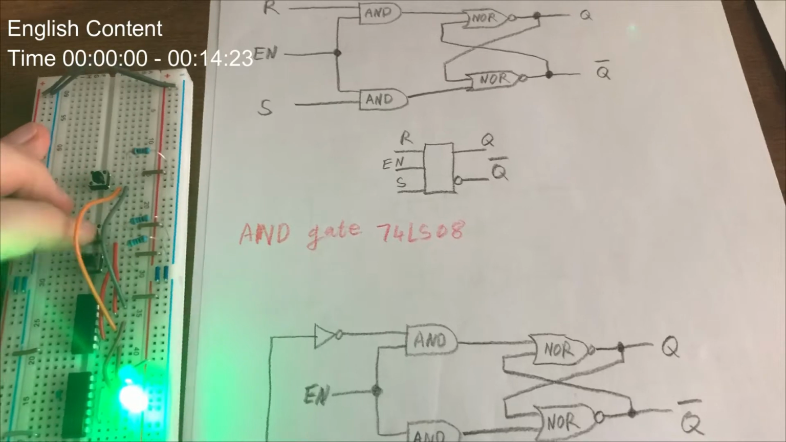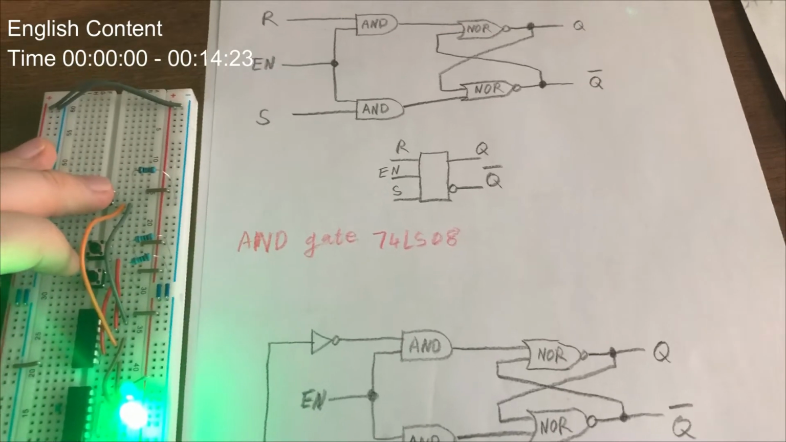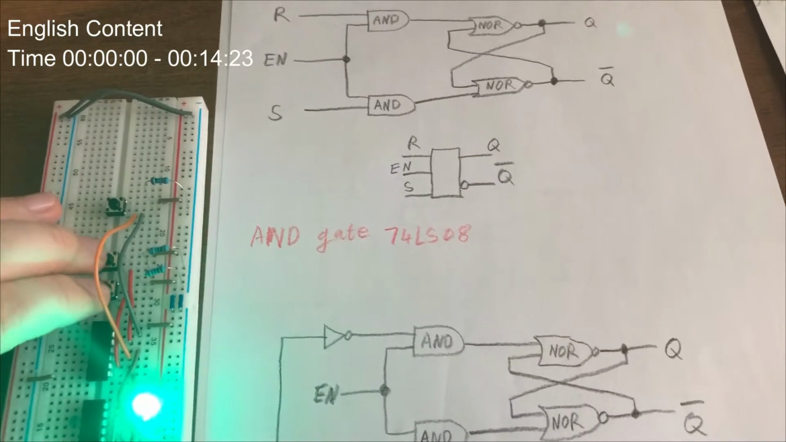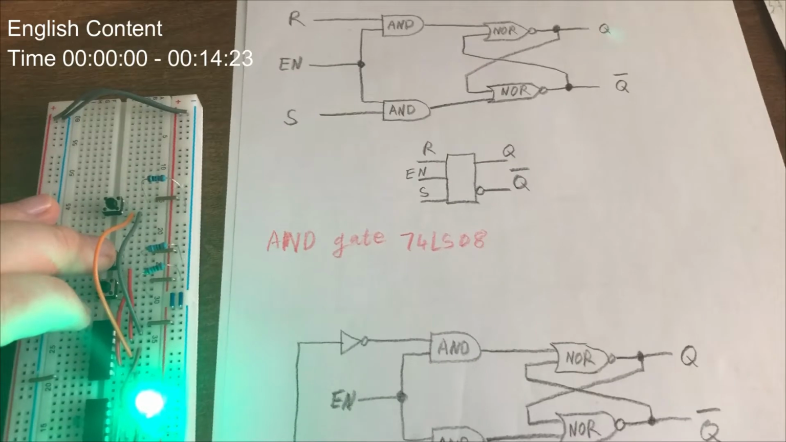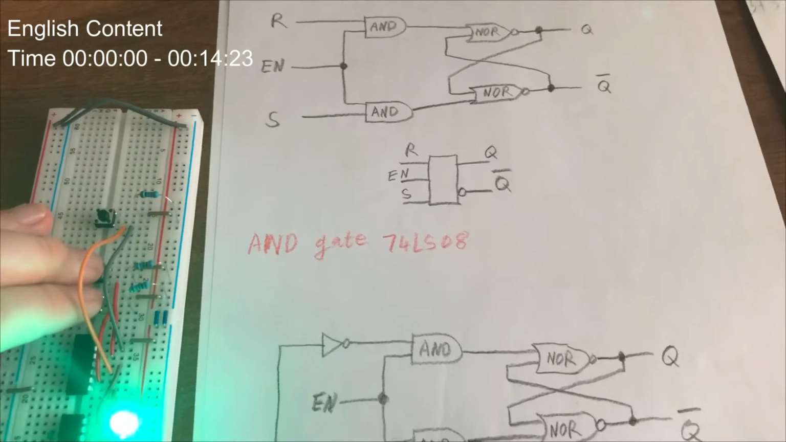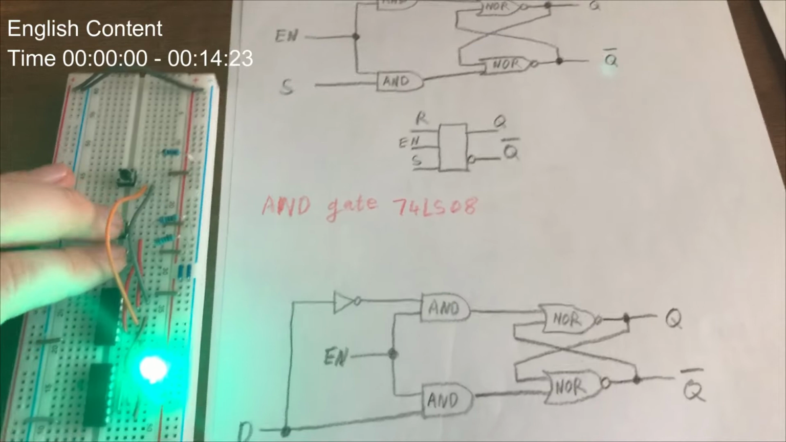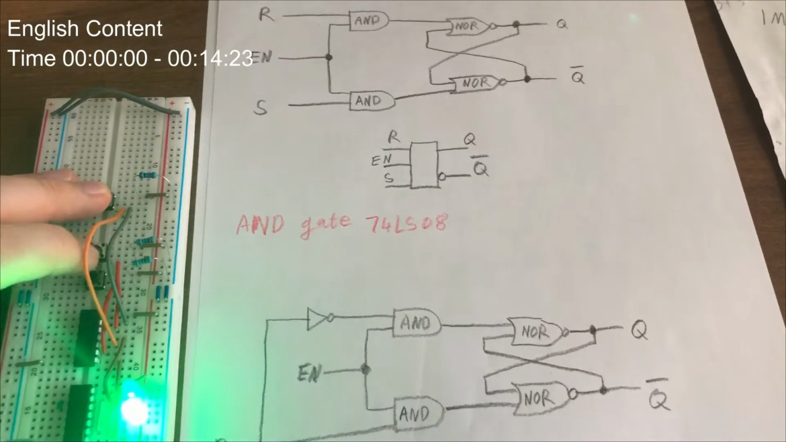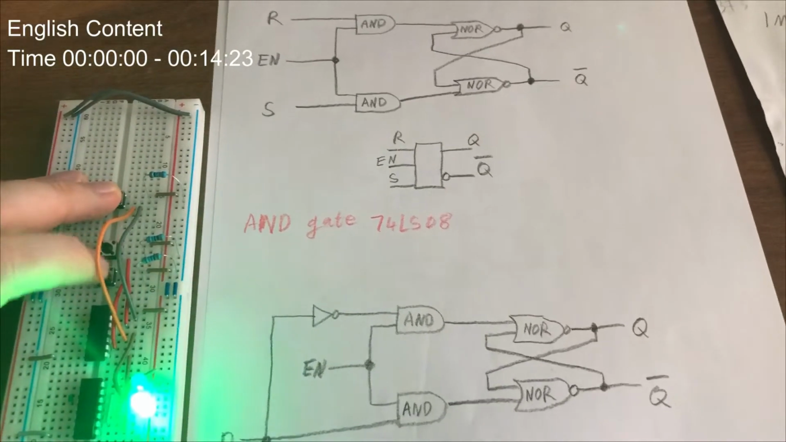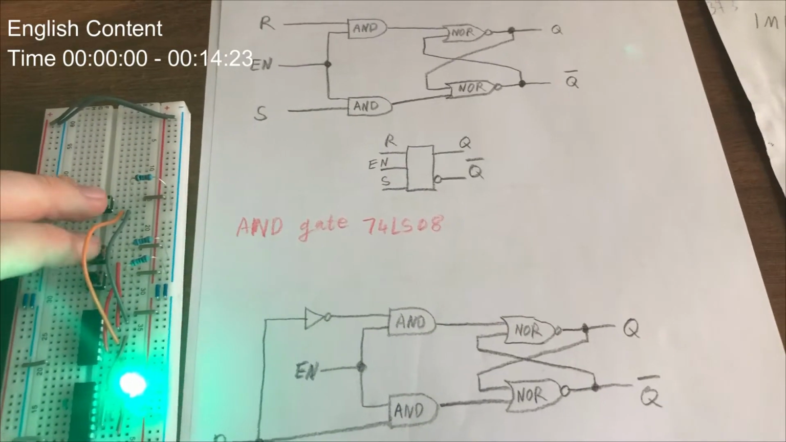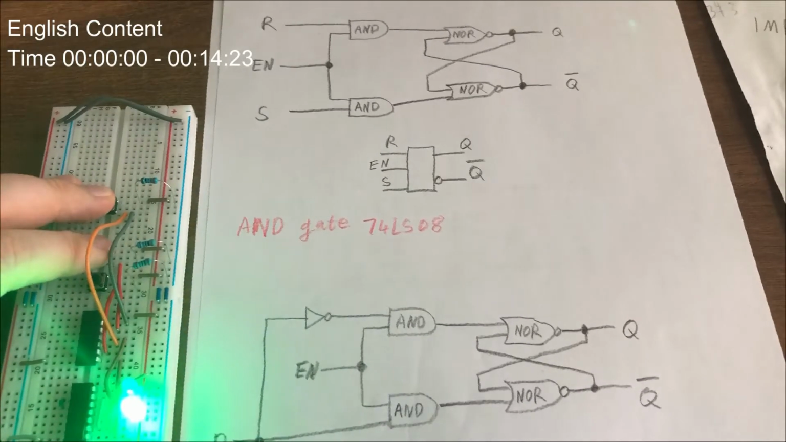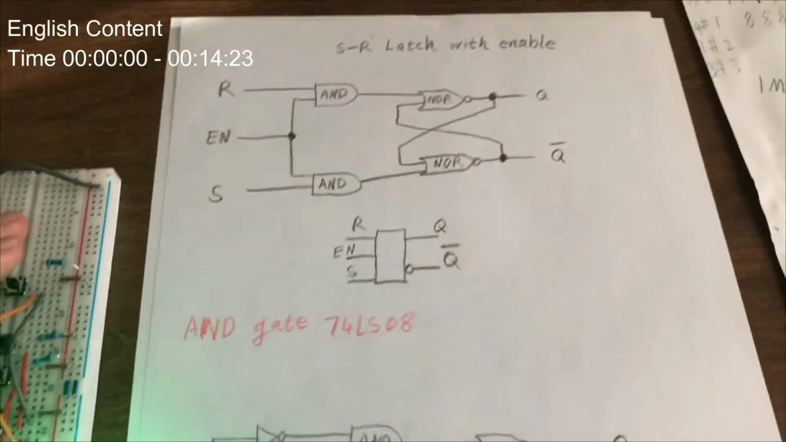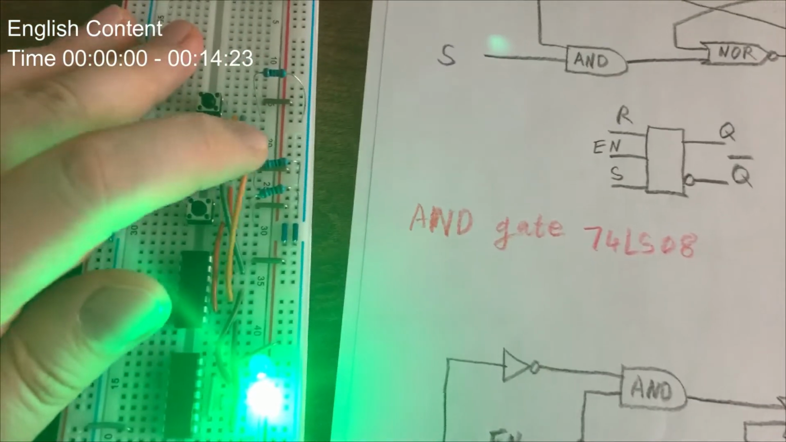Here we cannot change it, and when we press the enable, we can change it. Again, when we didn't turn on the enable, we cannot change the latch. When we turn on the enable, we can change the states. Here and here, both are controllable.